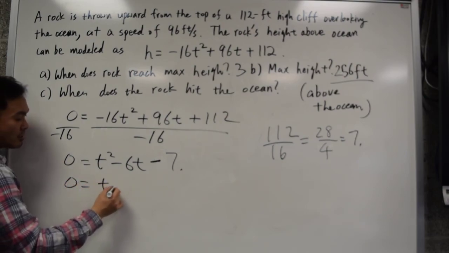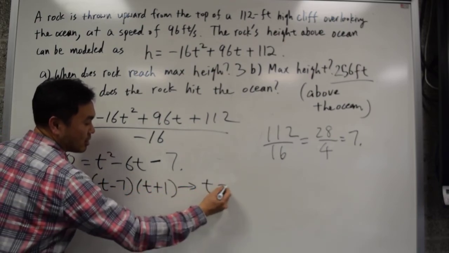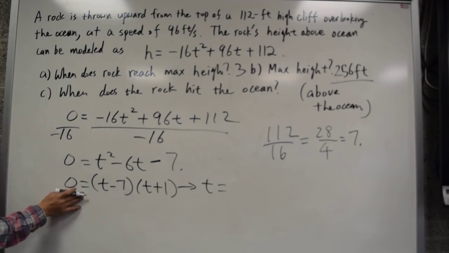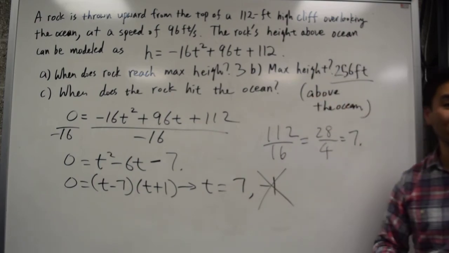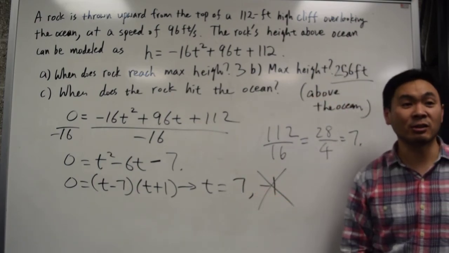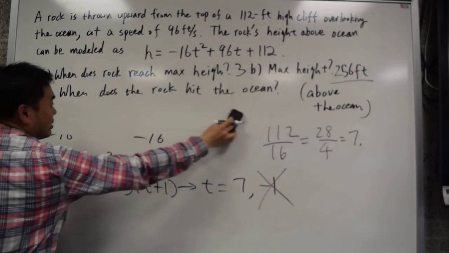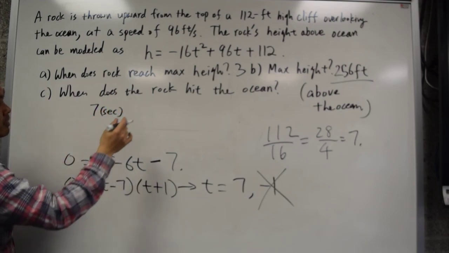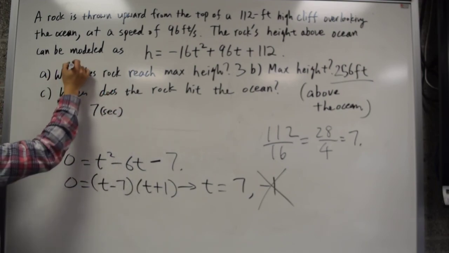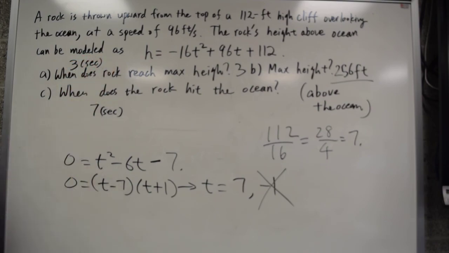All right, so now you can factor this. It factors as t minus 7 times t plus 1. So t equals either 7 or negative 1, but we throw out negative 1 because that's not physical. So t equals 7 seconds, and the answer for part C is 7 seconds. By the way, I probably forgot this: in A, when you write 3, you should also write 3 seconds, because you have to include units for these word problems.